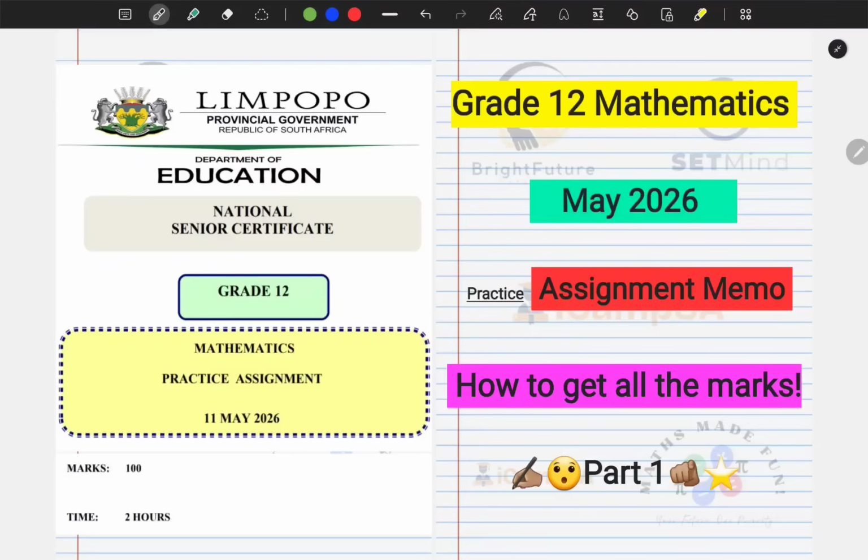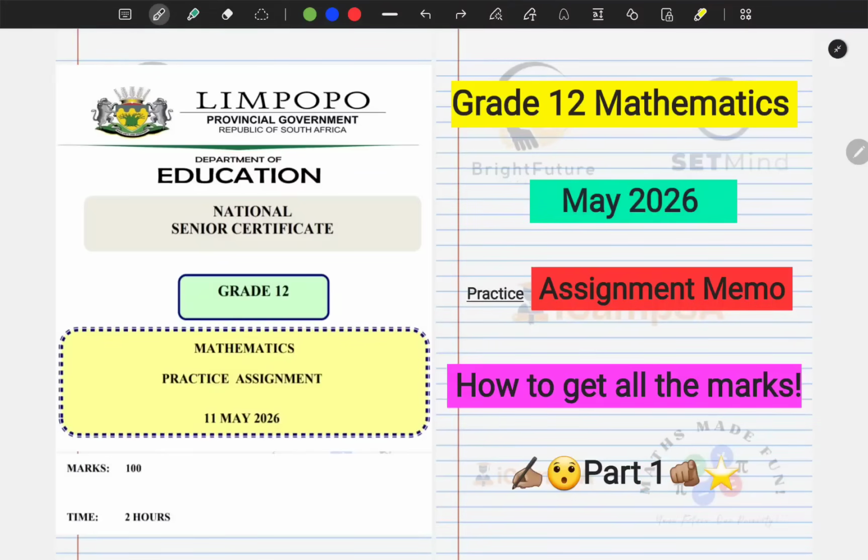In this edition, we're looking at grade 12 mathematics, and we're looking at the practice assignment that was released on the day 11 May 2026. If you observe carefully, in total, the assignment is 100 marks. It is for a duration of 2 hours. This is going to be part 1 of our lesson where we solve a couple of questions. Then there's also going to be part 2.